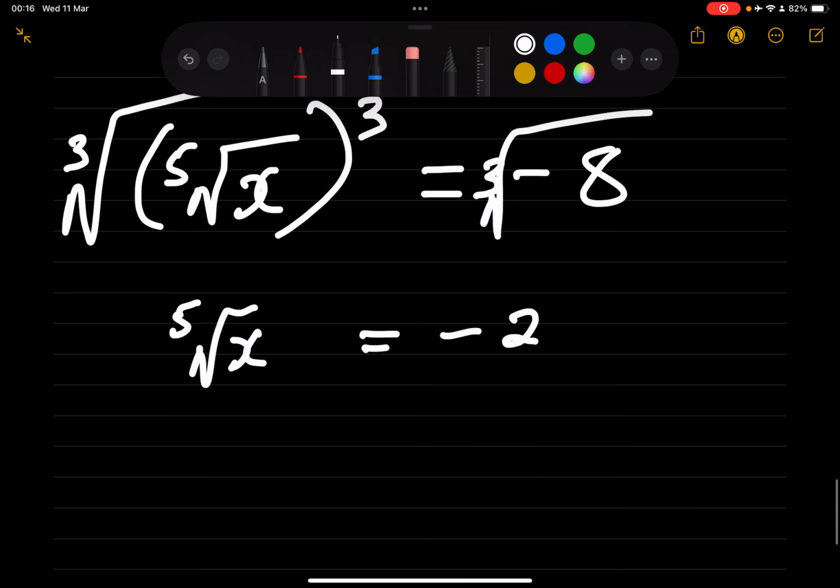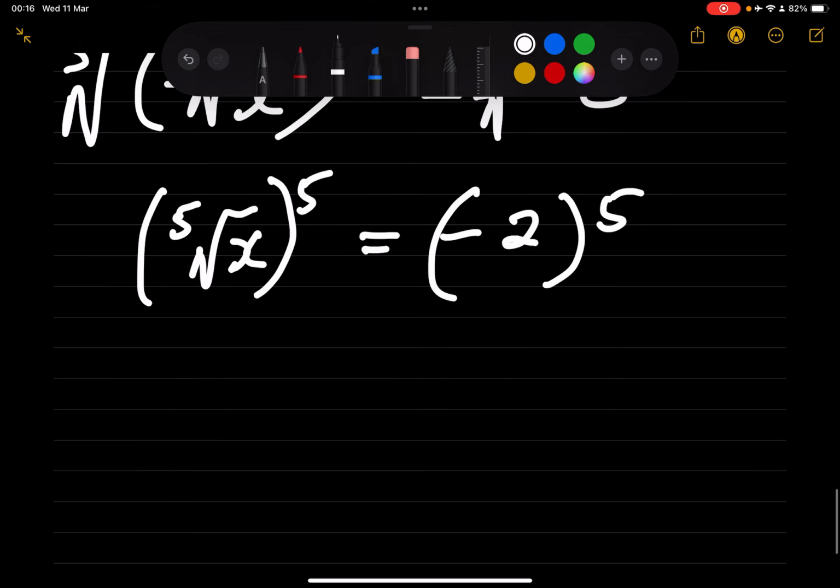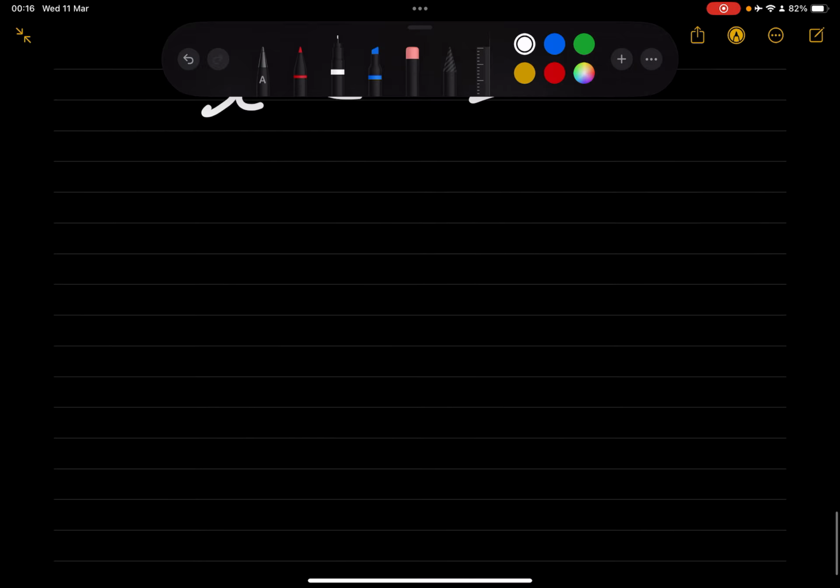Now we raise both sides to the power of 5. And then we're going to have x equals negative 32. Let's go to question 8.